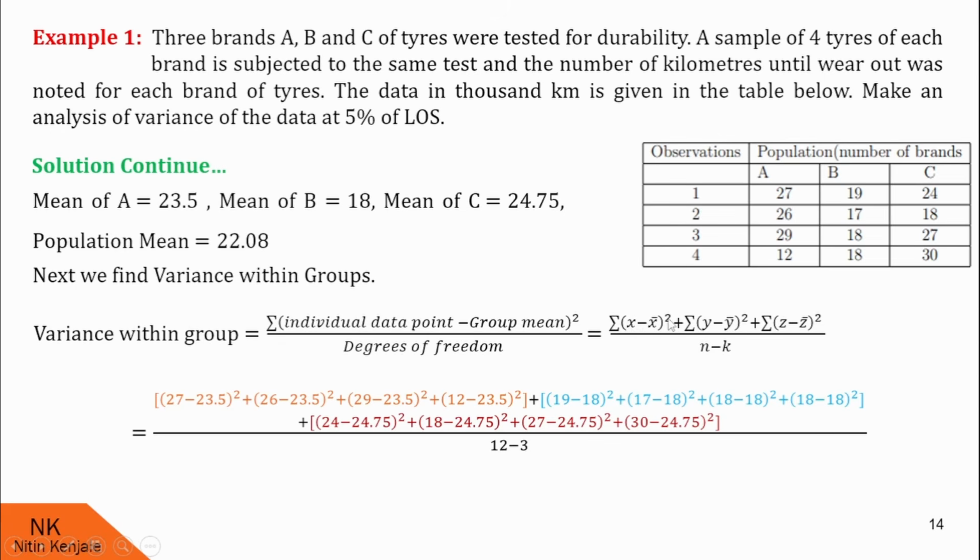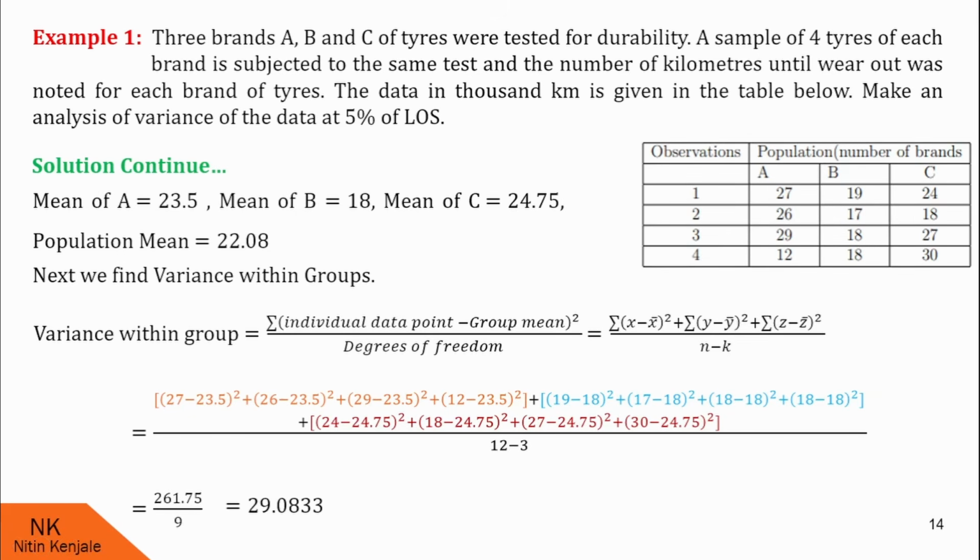Summation xi minus x bar the whole square. So here first xi is 27 minus group A mean is 23.5. So it is 27 minus 23.5 the whole square plus next individual data point is 26. 26 minus 23.5 the whole square and so on. Similarly, other group calculations are done divided by n minus k. When I simplify this, I found variance within group is 29.0833.